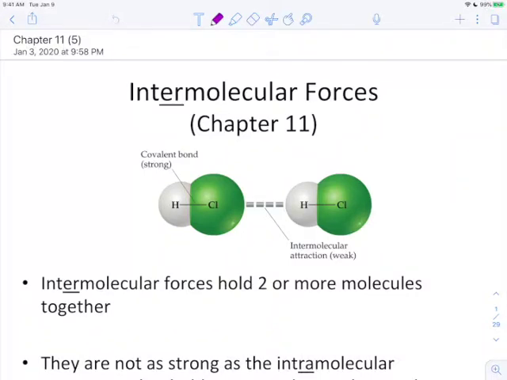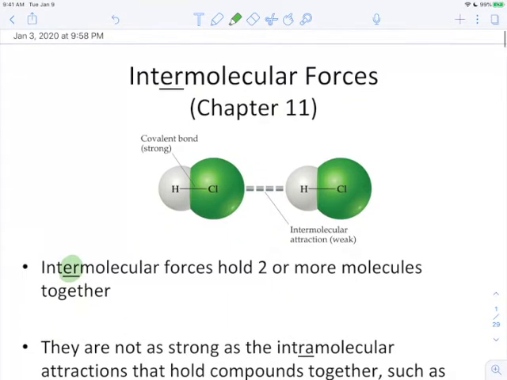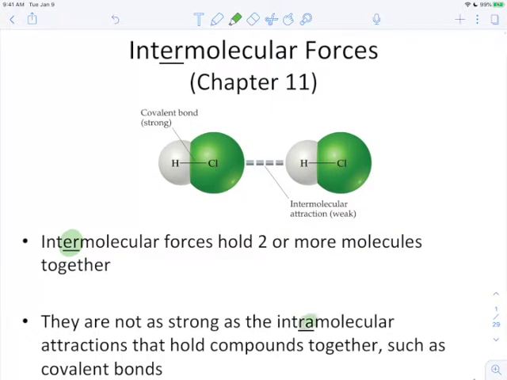Okay, so we are looking at intermolecular forces. Intermolecular forces are the forces that stick two molecules together. Again, it's going to hold two or more molecules together. They are not as strong as something we call an intramolecular. So an intramolecular attraction or force is something that holds the compound itself together.